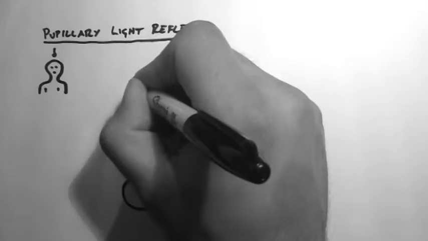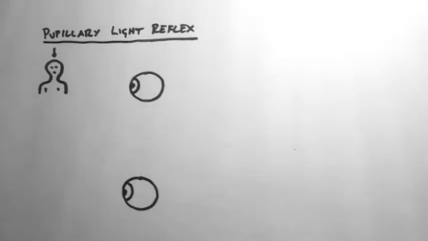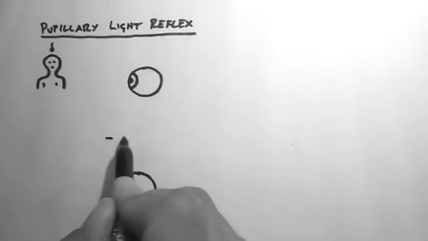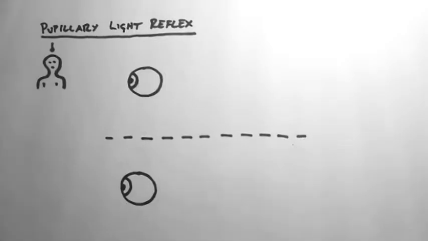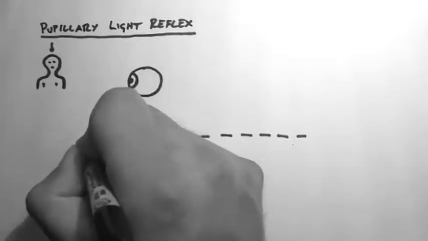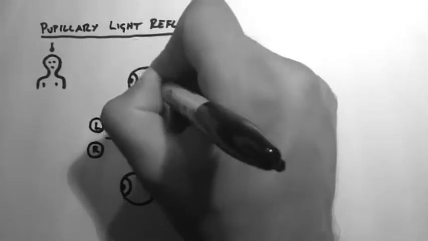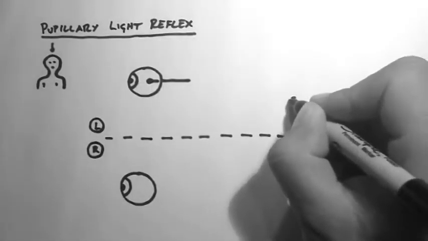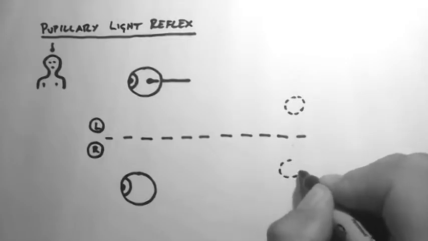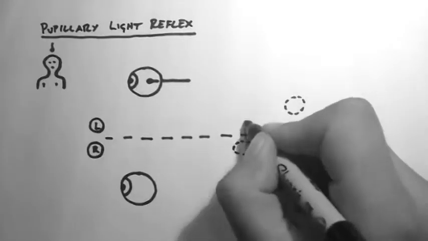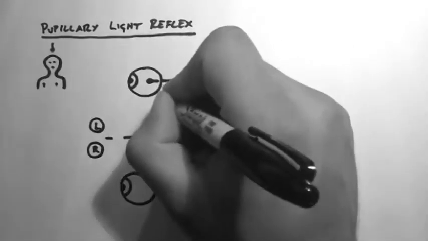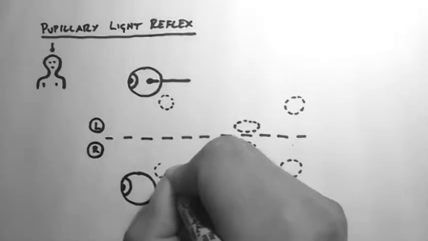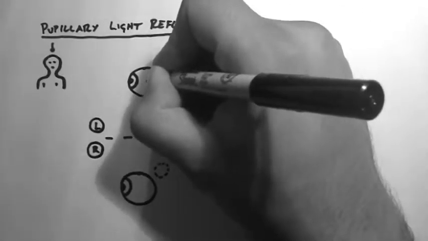So here are two eyes. And here is the midline of the head. This is the left side and this is the right side. Remember, we're looking from the top down. Now I'm just going to draw in the main nuclei and locations of cell bodies involved. So I'll label these now.